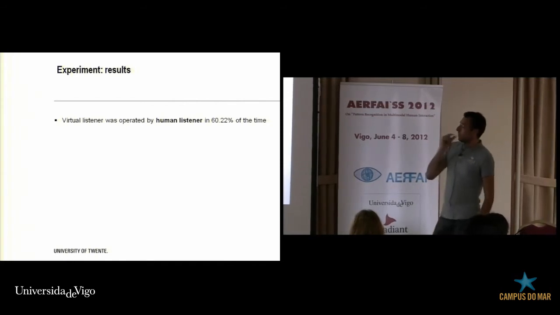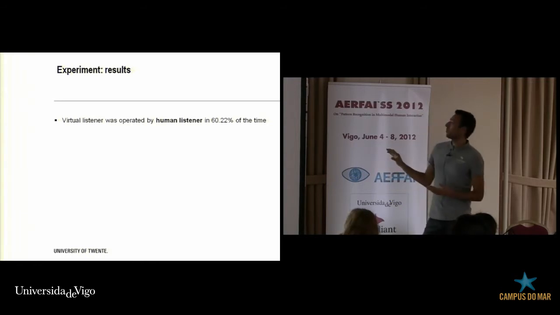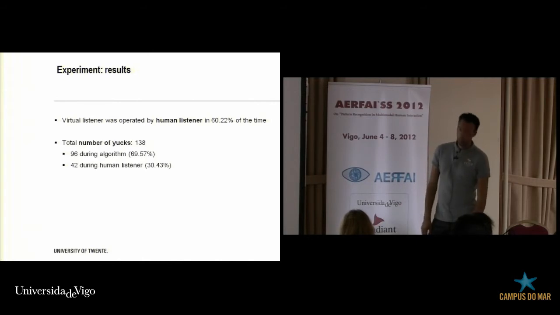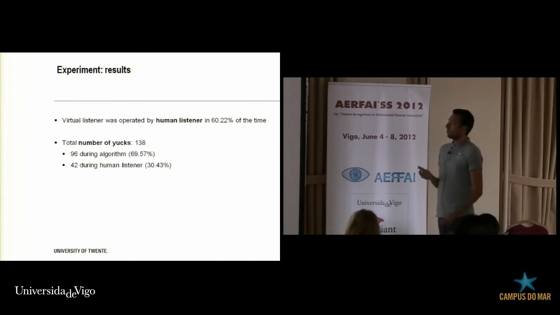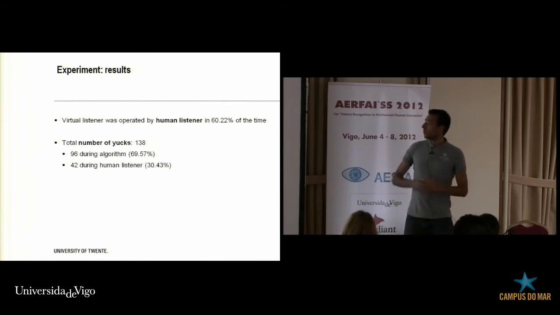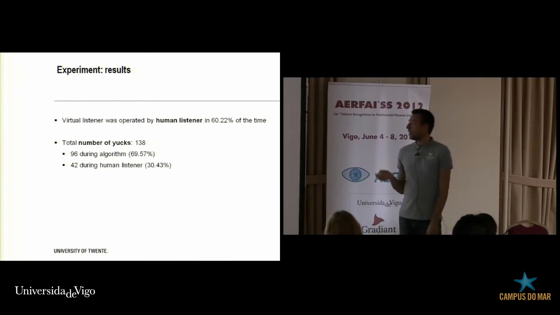So the virtual listener eventually was operated in 60% of the time, and this is more than half because it automatically switches back to the listener. So that means in 60% of the time the speaker was looking at the key presses from the human listener, and in 40% of the time it was looking at the key presses of the algorithm. If we look at the number of times the speaker thought behavior was not realistic or not human-like, from a total of 138 yucks, there were 96 during the algorithm, but still 42 during the human listener.